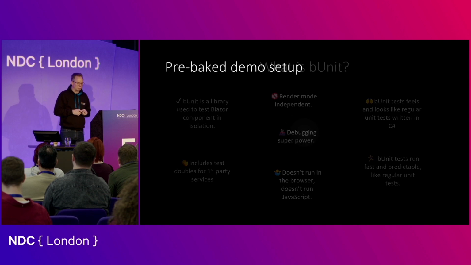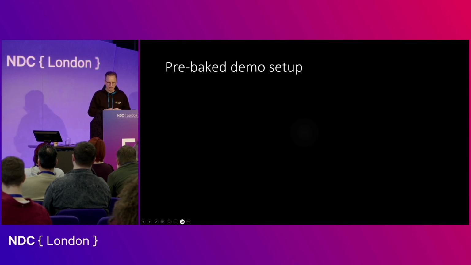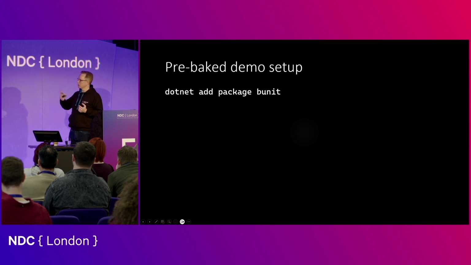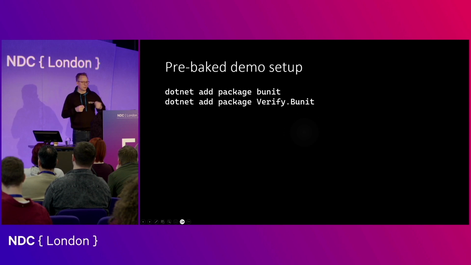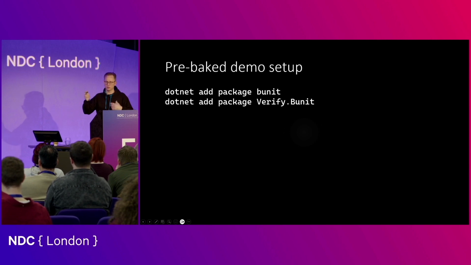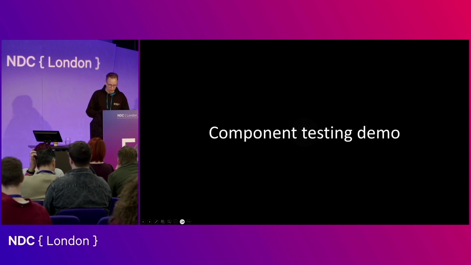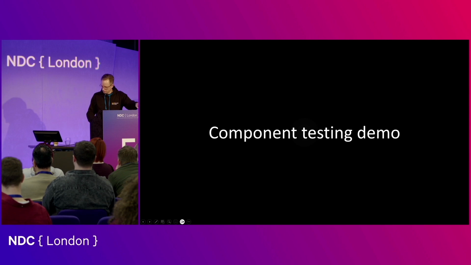Now, bUnit and Playwright tests can exist in the same test solution. So what we need to do is add the bUnit package to our testing project. And we also want to add bUnit's extension to Verify to the testing project as well, so we can also use Verify to snapshot bUnit-specific things. So let's jump over to Visual Studio again.